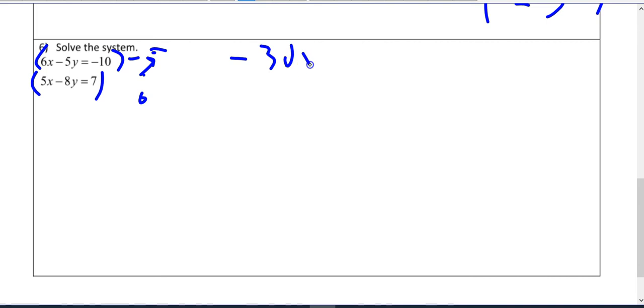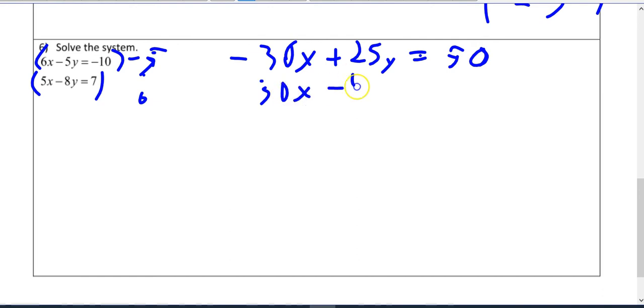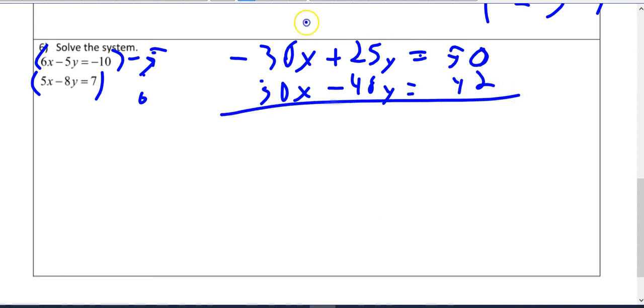That's going to give me negative 30x plus 25y equals positive 50. Then multiply by 6, I get 30x, which is going to cancel, minus 48y equals 42. The x's cancel. I get negative 23y equals 92. And when I divide, I get negative 4.